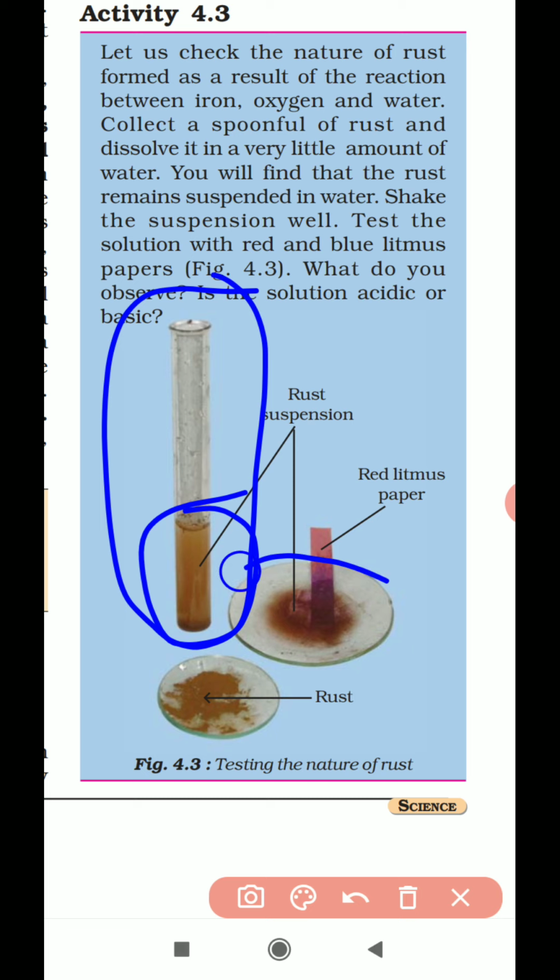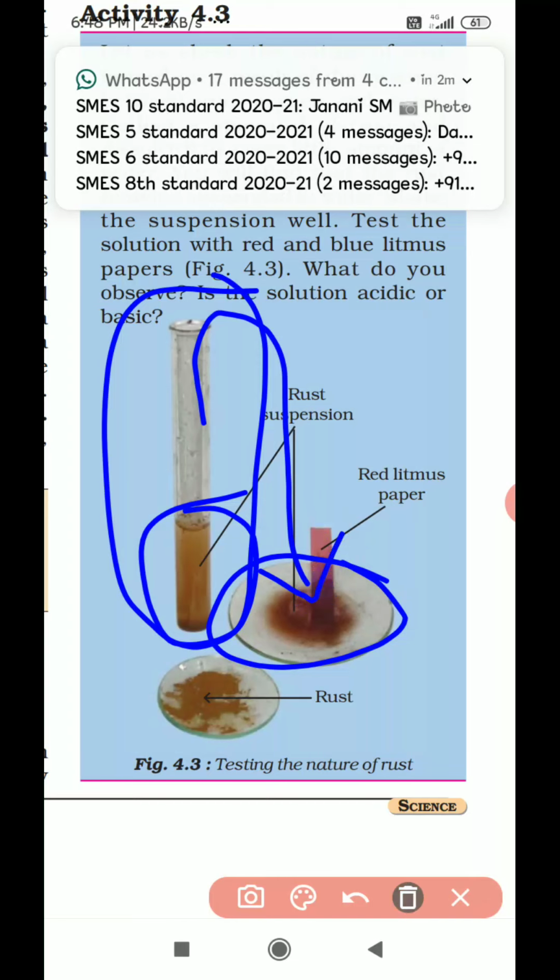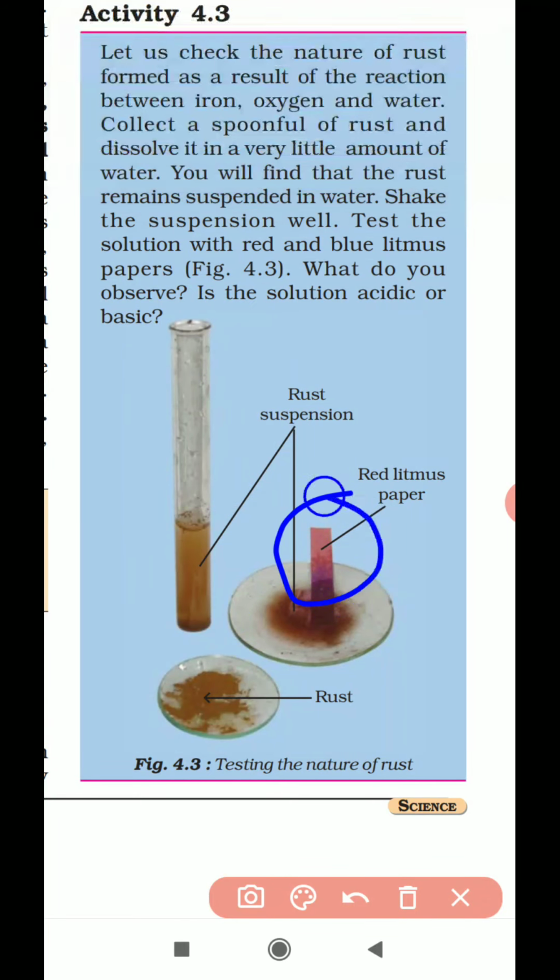So I am going to take some plate. In that plate I am going to pour the solution. Again I am going to dip a litmus paper, red litmus paper. Do you know what the color change is?